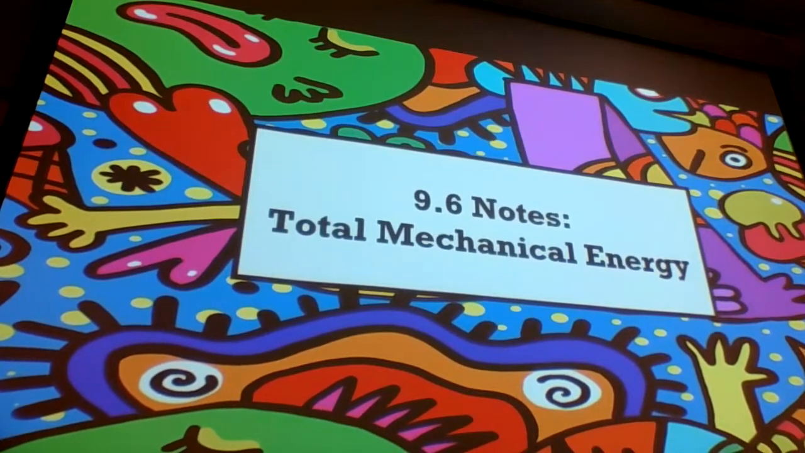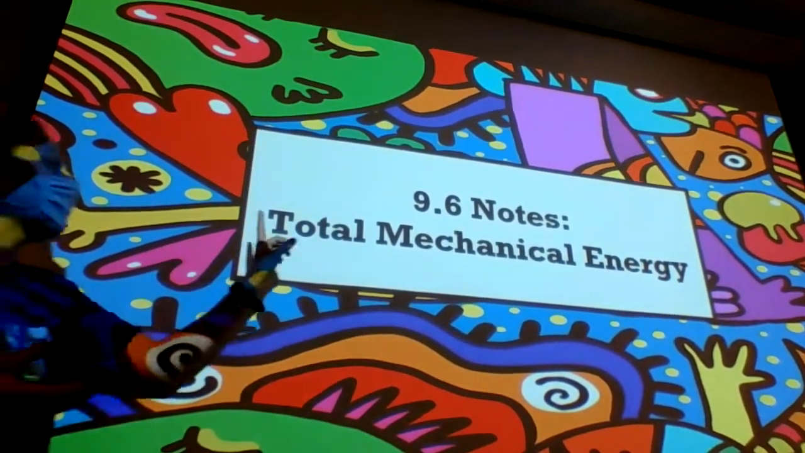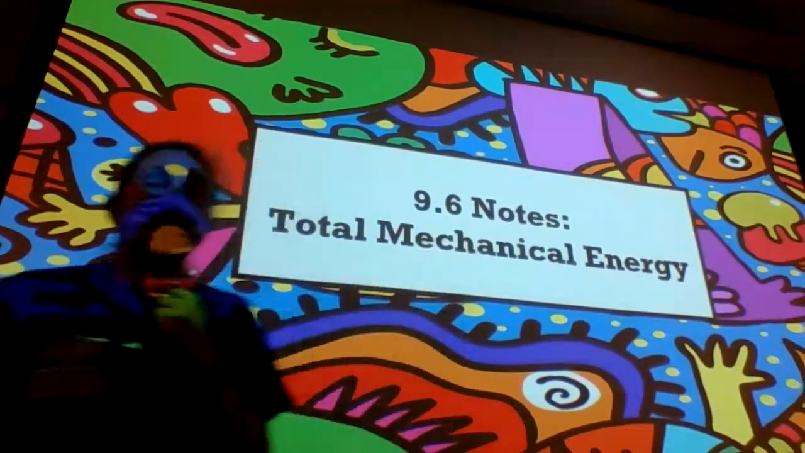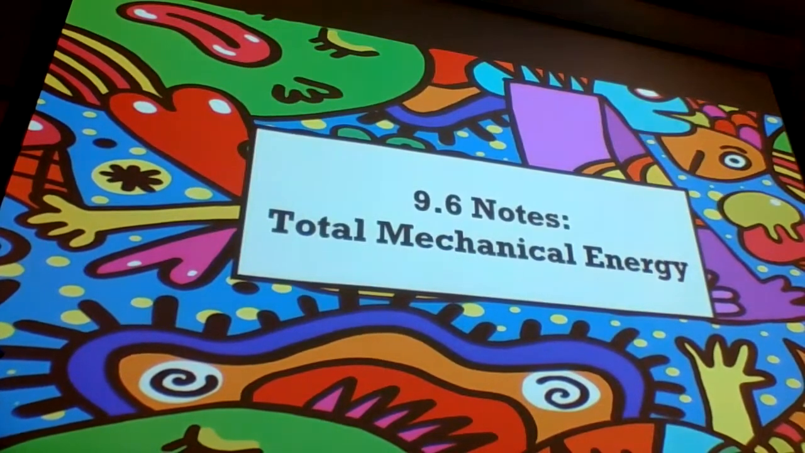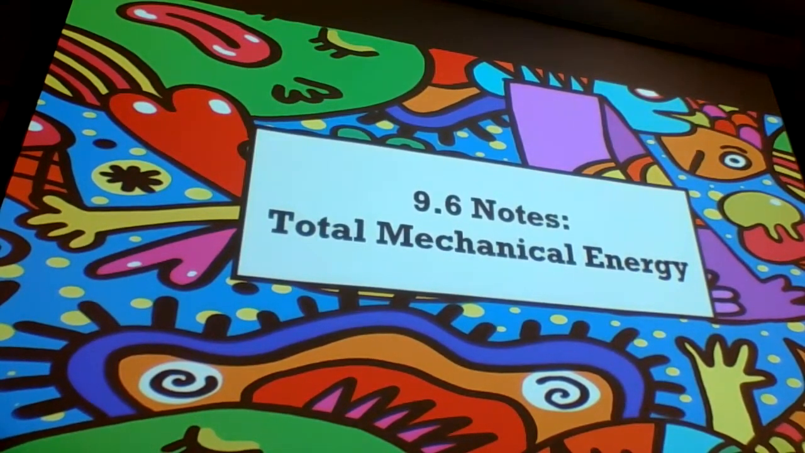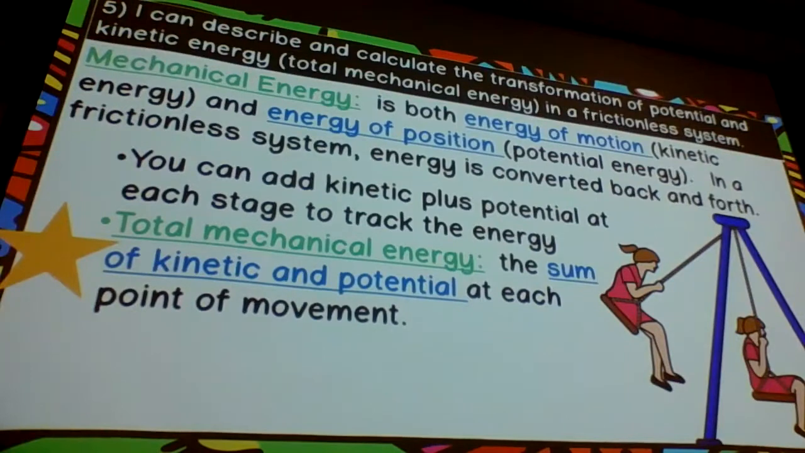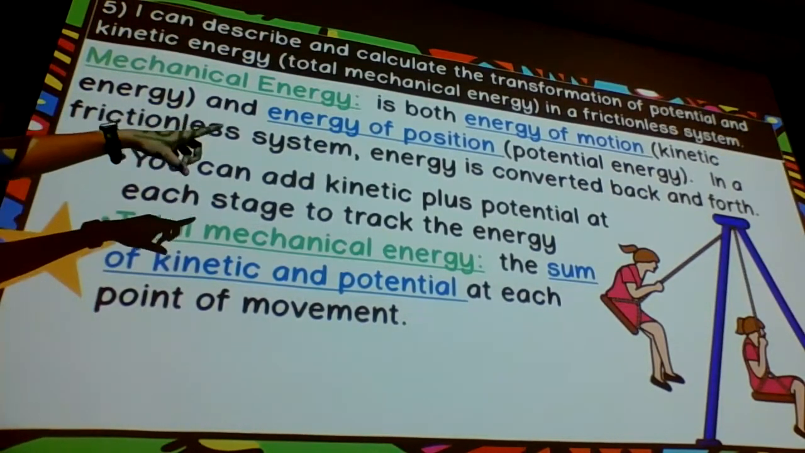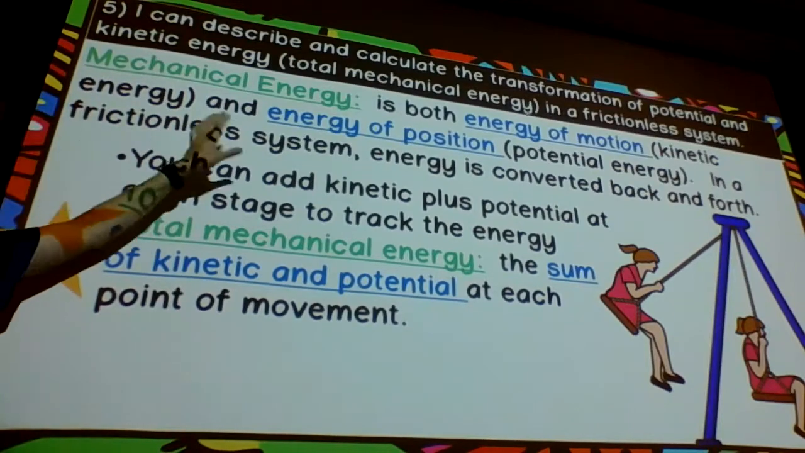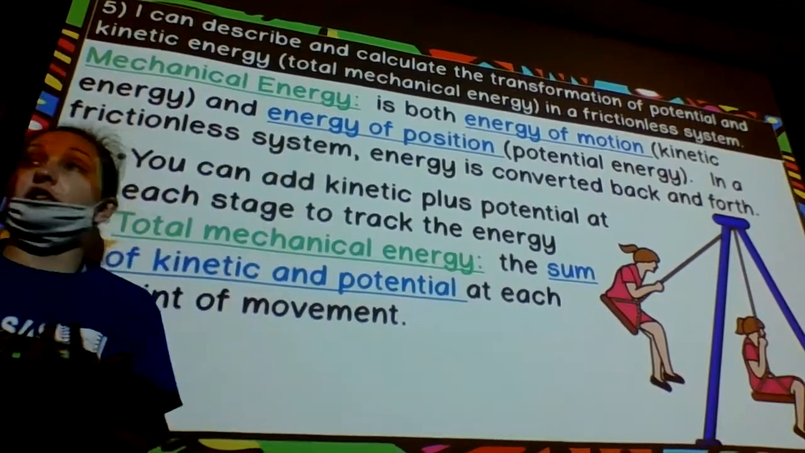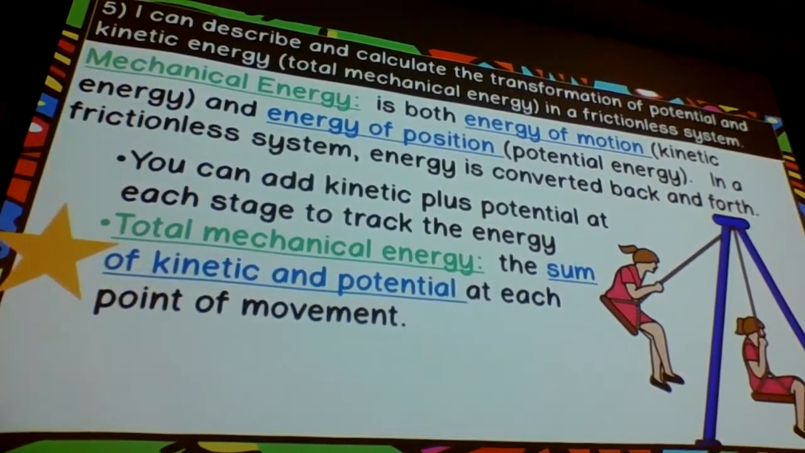All right? The whole point of today is calculating mechanical energy. Okay? And we will see on this point, I don't think there's anything you have to fill in right here. Total mechanical energy is both energy of motion, which is kinetic, and energy of position, which we know is potential energy. Okay, so that's going to be both of those.